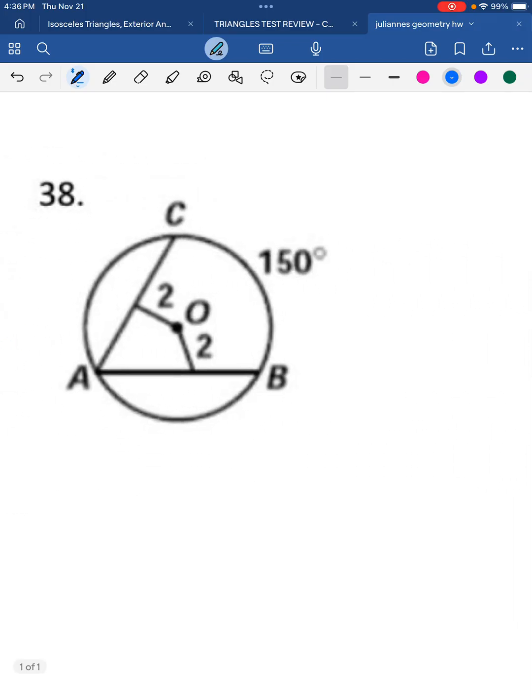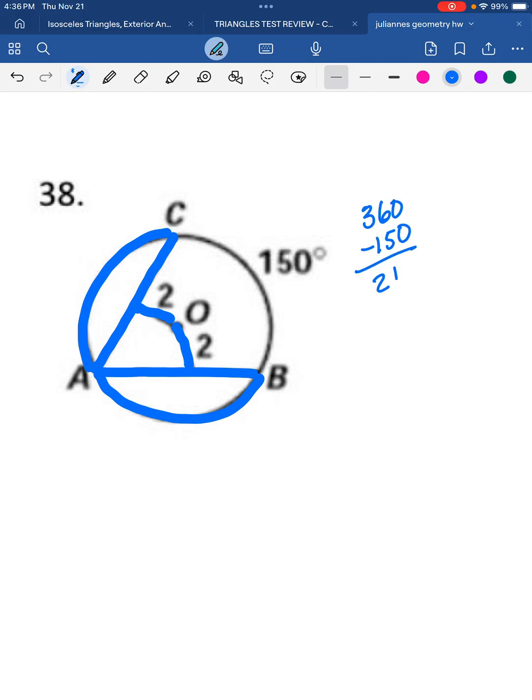This one here, the rule is if something is equidistant from the center, that makes this chord and this chord congruent to each other, which also makes this arc congruent to this arc. And if there are 360 degrees all the way around, and I subtract the 150, that gives me 210 to be shared between those two. So I would just divide by 2, and it would make each one of those arcs 105 degrees.